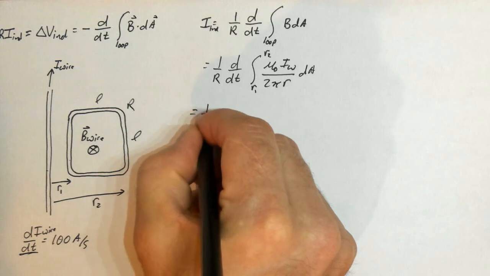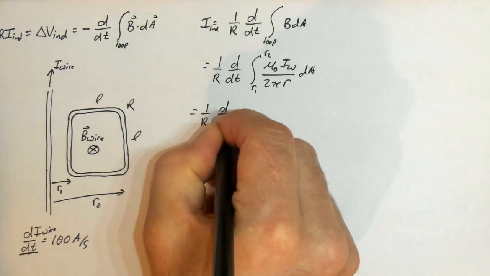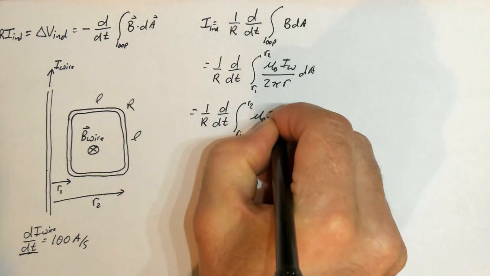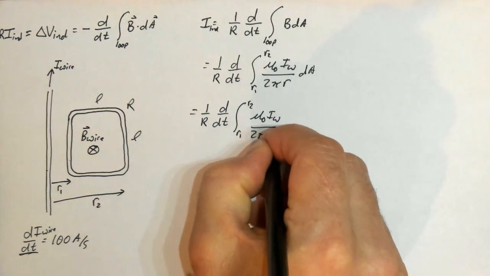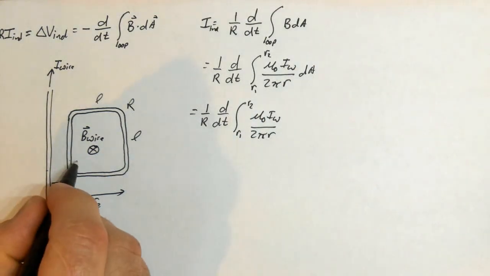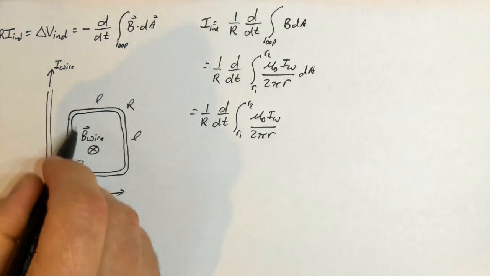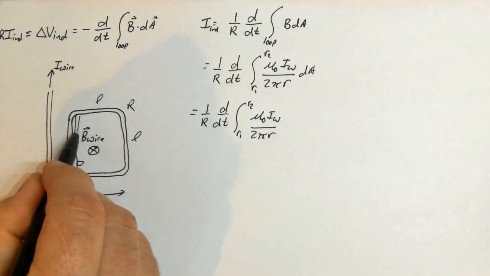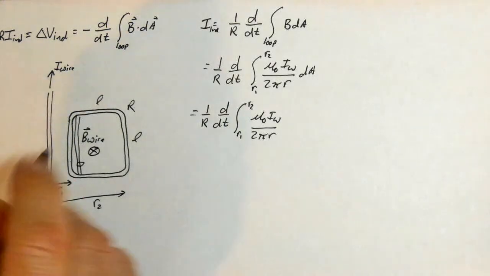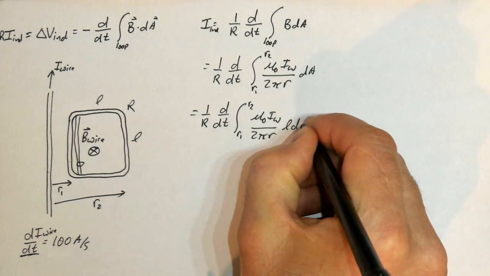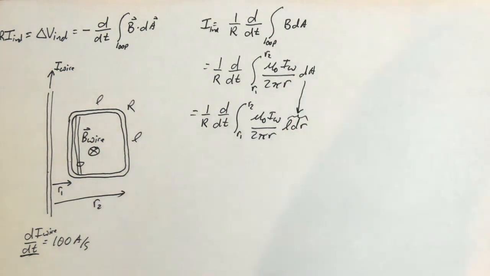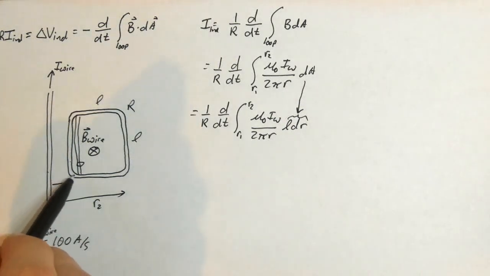So I'm going to write that as 1 over R, d by dt, integral from R1 to R2, mu naught I wire over 2 pi r, so that's all the same so far. Now dA is going to be technically some section here, but I could actually take a whole section of the area of that loop, which has a width of dr and a length of L. So that's the same thing as L dr. And so that dA became L dr. The whole length times a little dr.